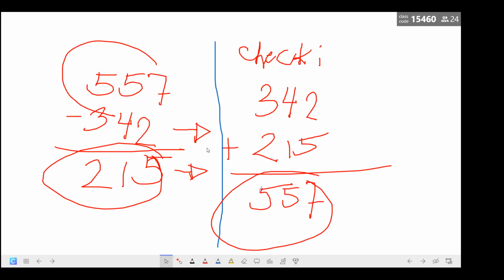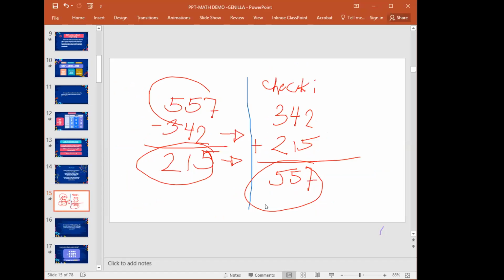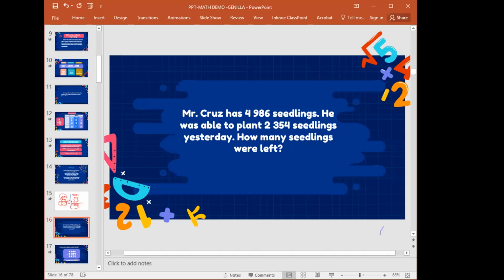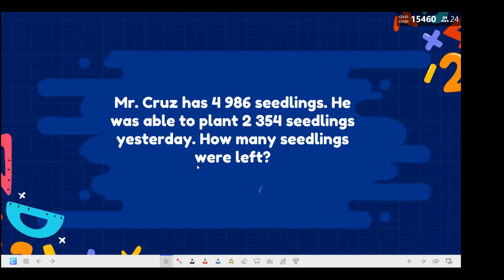All right, now let's subtract without regrouping. I have here an example. I will read. Mr. Cruz has 4,986 seedlings. He was able to plant 2,354 seedlings yesterday. How many seedlings were left? All right, so what should we do first?